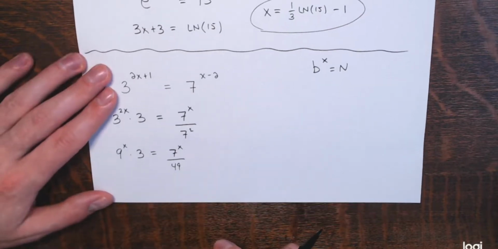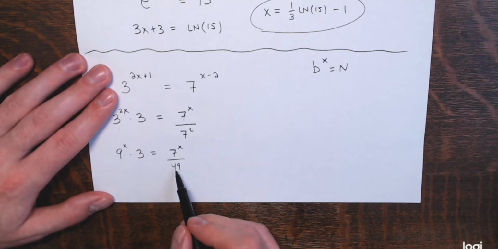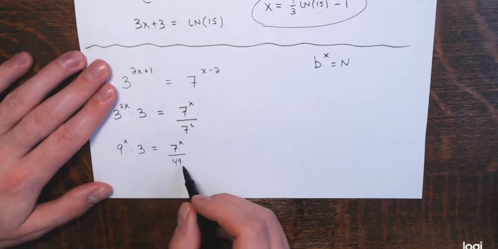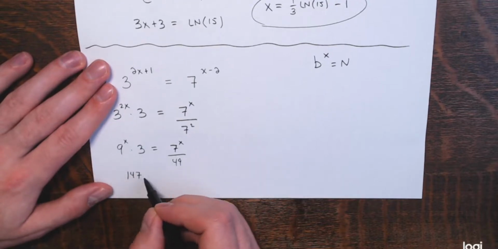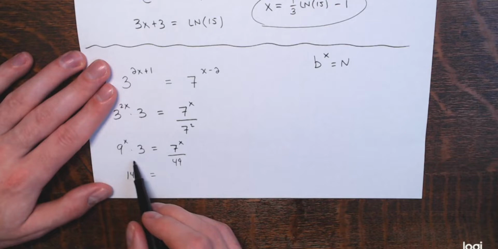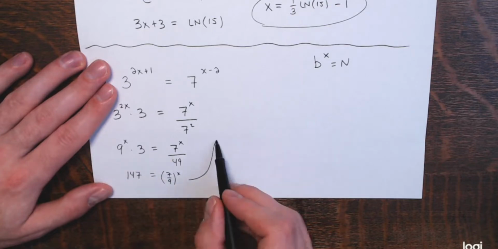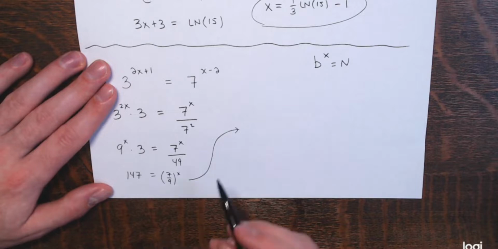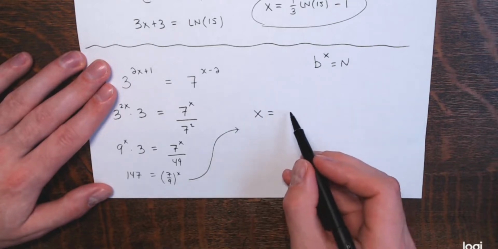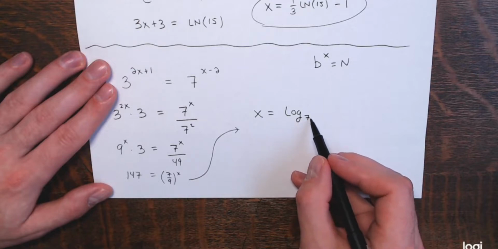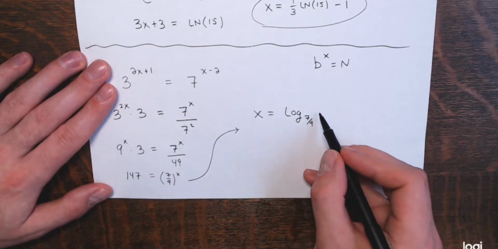Then in a very similar fashion, I'm going to multiply by 49. That would be 147, right? 3 times 49, so 147 on the left. And then divide by 9 to the x, giving me 7/9 to the x on the right. And then I can change to log form. X would be equal to the log base 7/9 of 147.